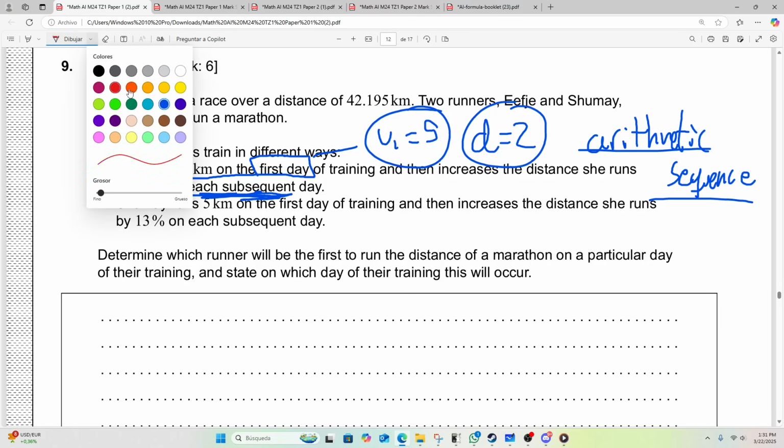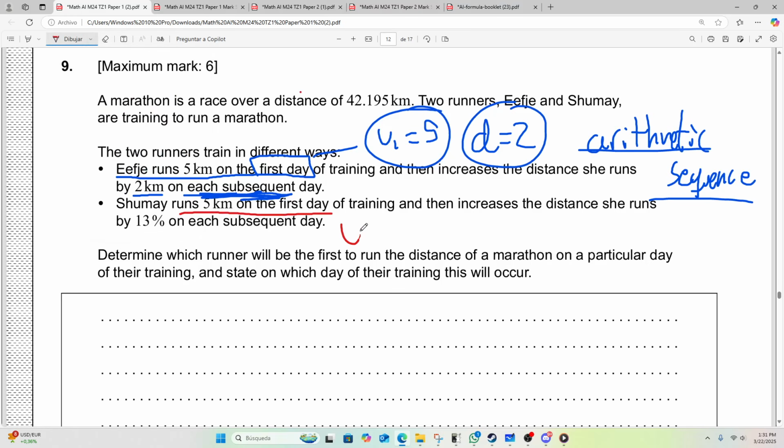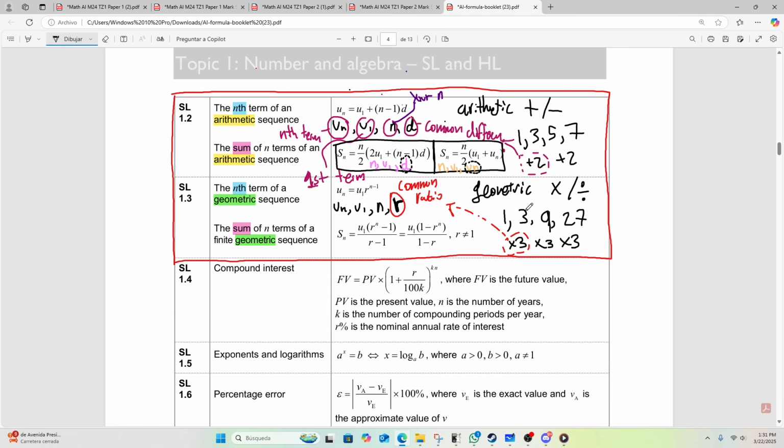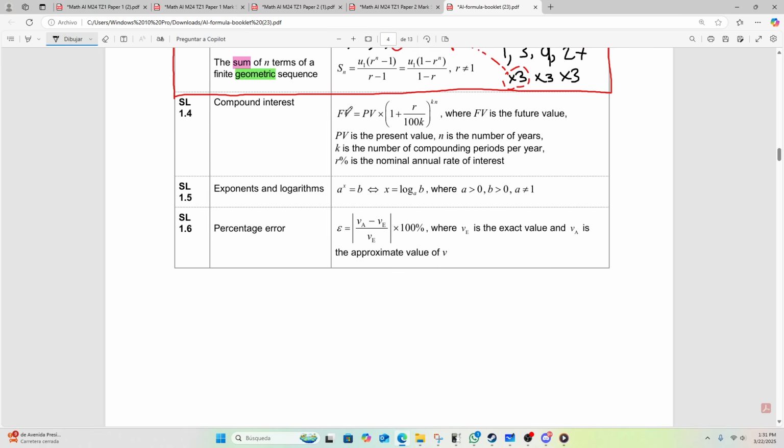While below, for the second runner, we have that she runs 5 kilometers on the first day, so again, U1 equals 5. Increases the distance she runs by 13% on each subsequent day. So if it's plus 13%, you gotta multiply by something that's above 1, or else it gets smaller, so 1.13 is your R. And of course, because it's multiplying, it's a geometric sequence. And just being aware of your tools and your methods and what you can use and not use is absolutely essential. And all of this came because you mastered the formula booklet, okay? That is the objective. Let's move on.